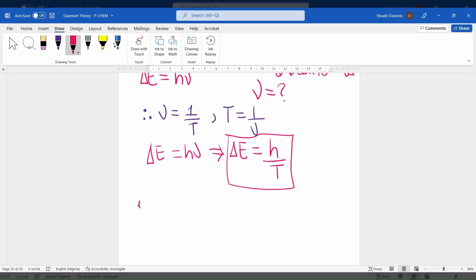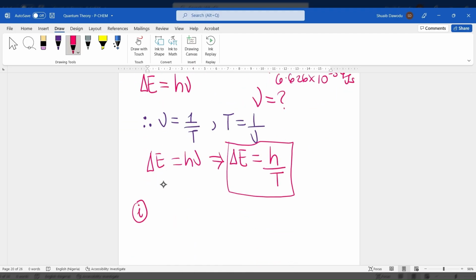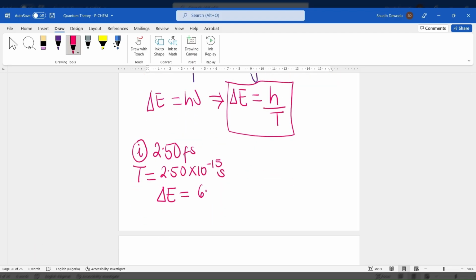Now the first question says an electronic oscillation of period 2.50 fs. So 2.50 times 10 raised to the power of negative 15 seconds is going to be the value for T. To calculate the energy of quantum, which is what the question requires, you just write 6.626 times 10 raised to the power of negative 34 joule seconds divided by the period, which is 2.50 times 10 raised to the power of negative 15 seconds.